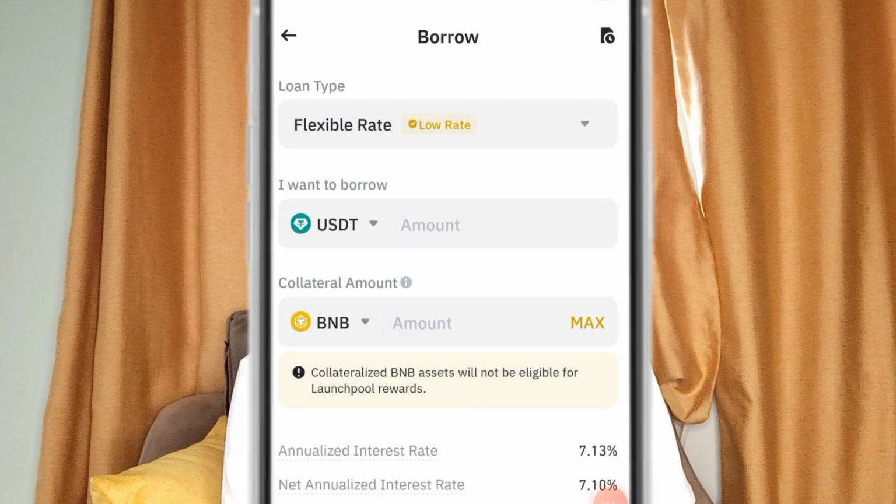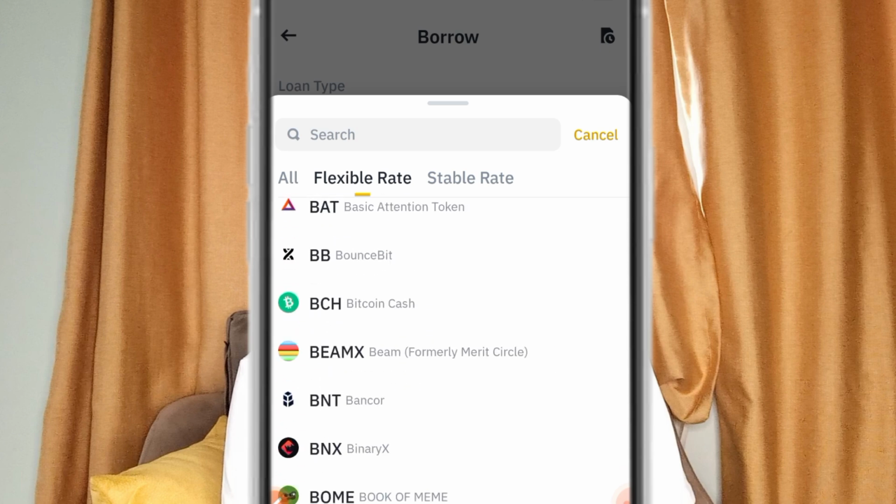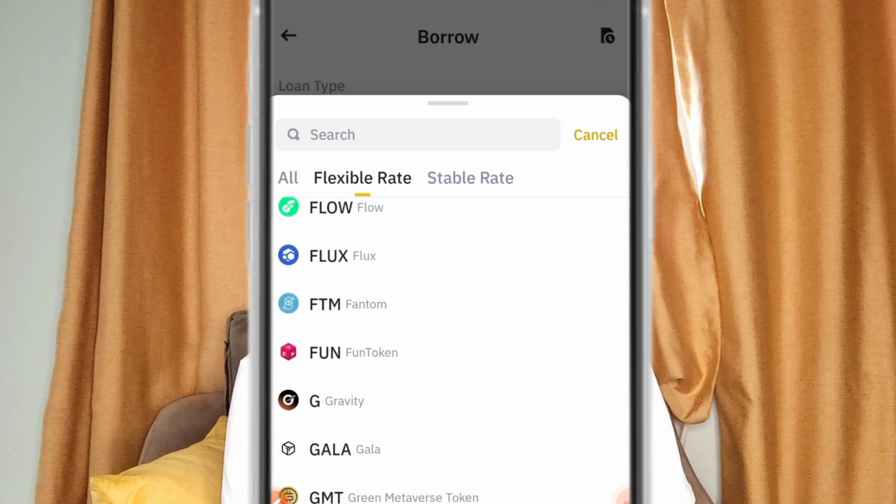So there is flexible, and then you choose what you want to borrow against the collateral that you want to put up. So which crypto do you have? For example, if you have BNB, you can borrow USDT, but you can click this down arrow to see the different cryptos that you can borrow. Let me first click on the down arrow here. It is really not activating. Yeah, it has activated. So these are the different cryptos that I can actually borrow if I really want to.